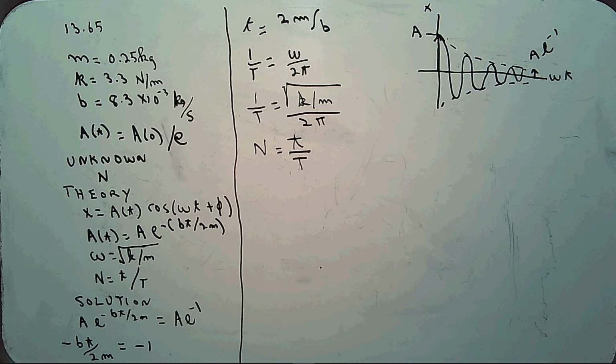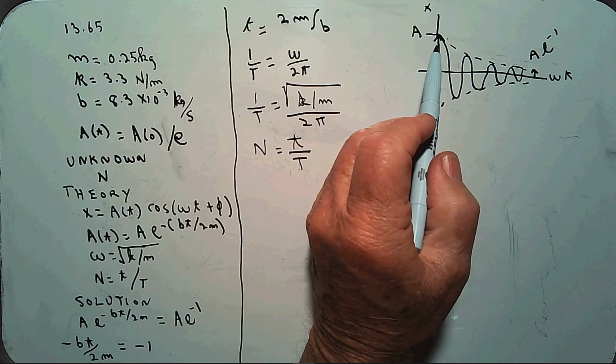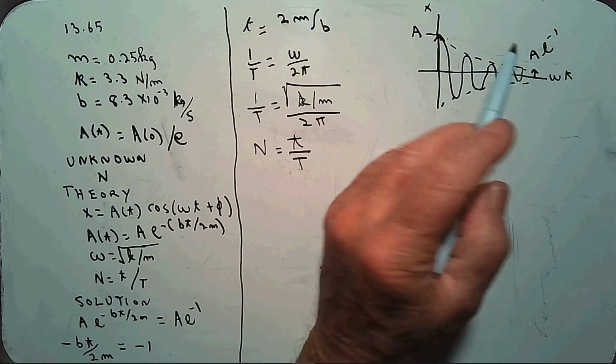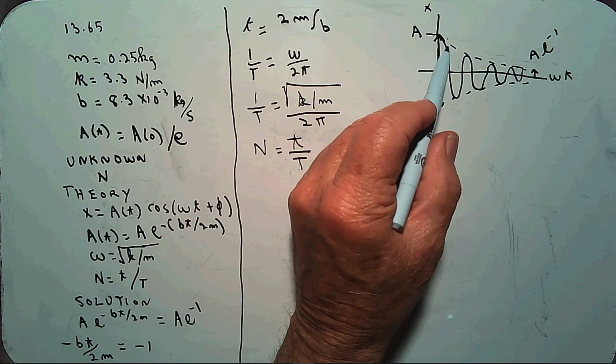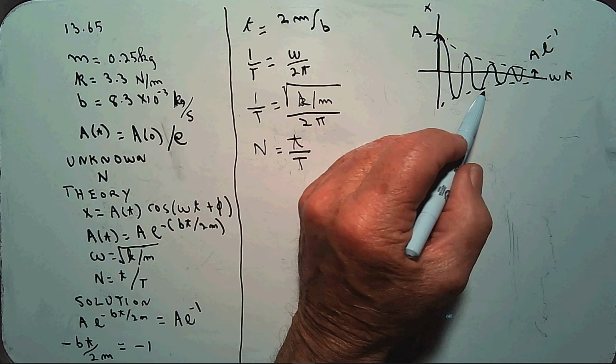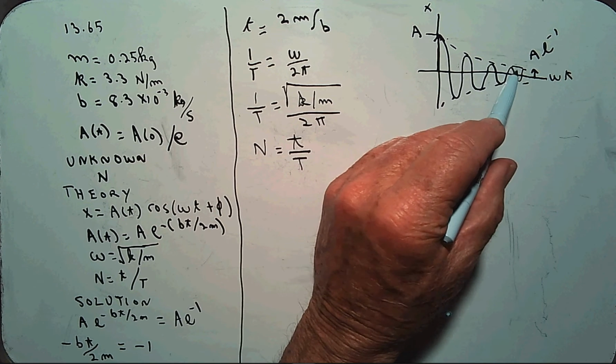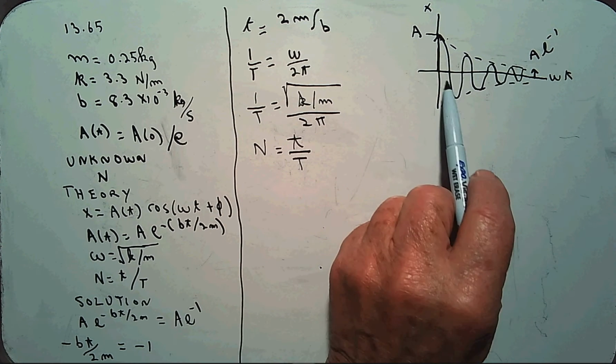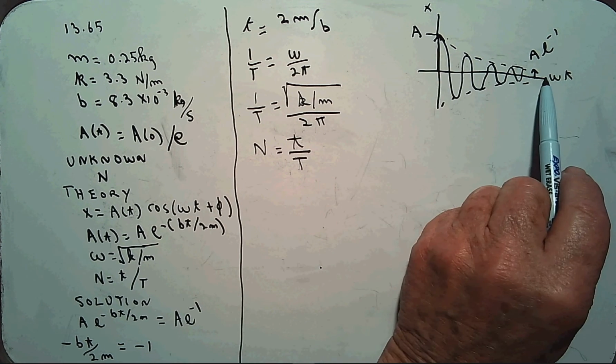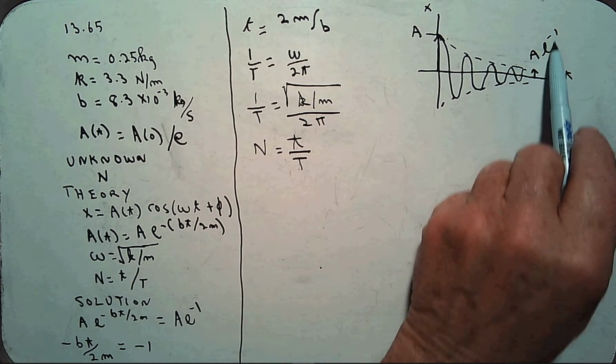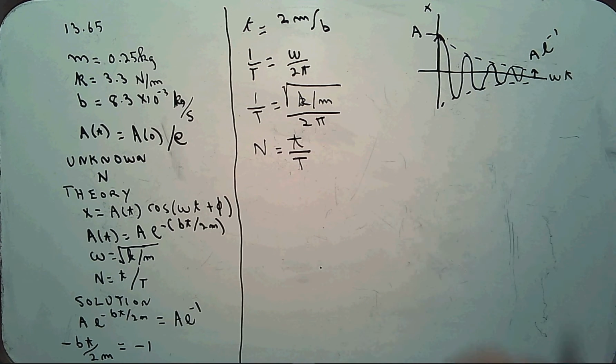decreases to 1 over e of the original value. So we can visualize this motion in terms of an amplitude that varies with time, so that as the spring vibrates, the amplitude decreases ultimately over elapsed time to 1 over e, A times e to the minus 1, of its original value.